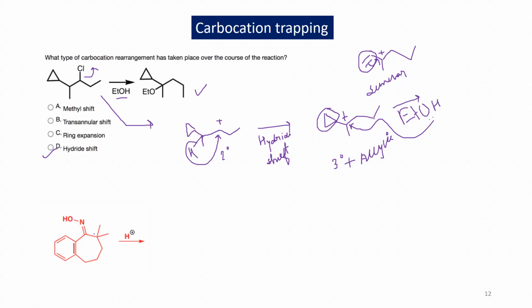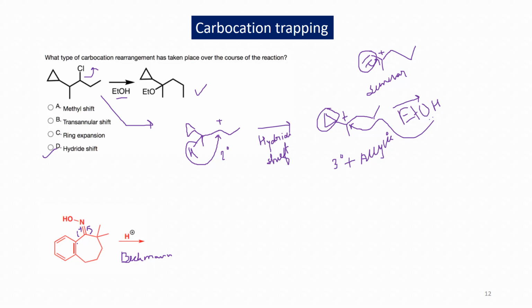What will be the product of this one? This is called a Beckmann cyclization reaction. This is called a Beckmann type reaction. In case of this, suppose this bond breaks. What will happen? The carbocation will generate at this place. Now if this bond breaks, the carbocation generates at this place.